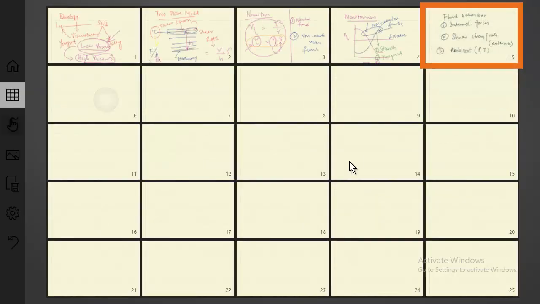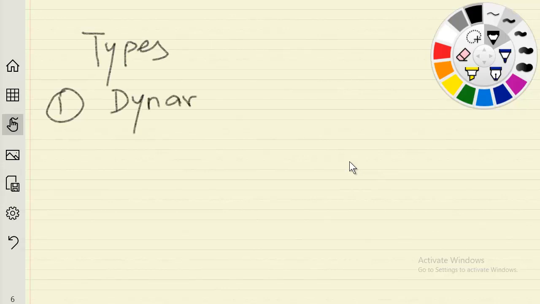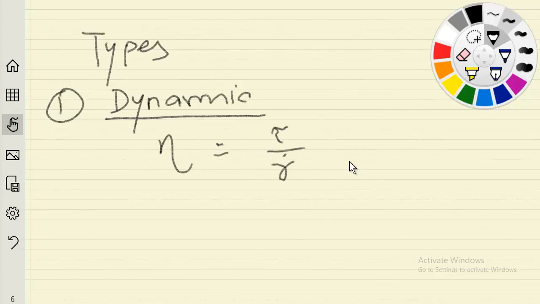Now at this point I am able to define different types of viscosity. Number one, dynamic viscosity, which can be found by rearranging the Newtonian viscosity definition. Dynamic viscosity is equal to shear stress over shear rate. Newton defined this, so it is also called the modified Newtonian form.